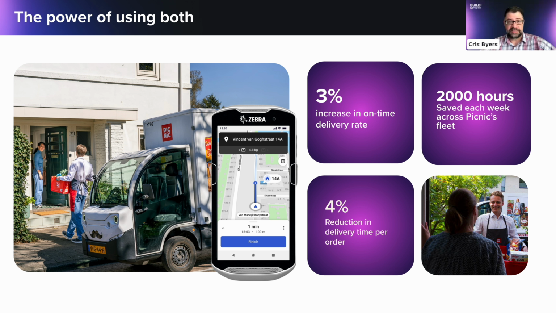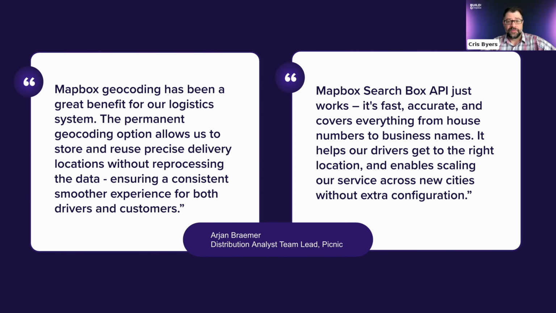So I want to find someplace, either a POI or an address, and then deliver something to it or pick up something from it. They've had great results in terms of how that's improved their performance, on-time delivery rates, and reduction in delivery time. And in the next slide, they've discussed how both of these platforms have really improved the quality of their service.